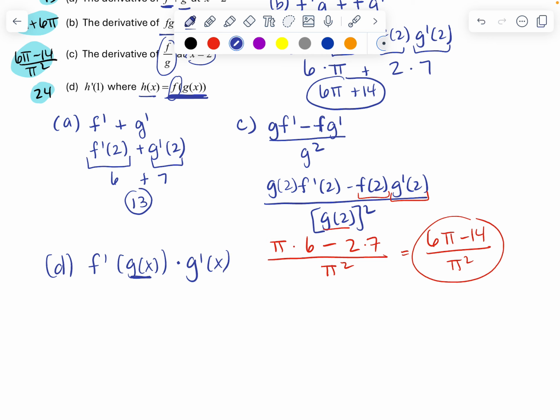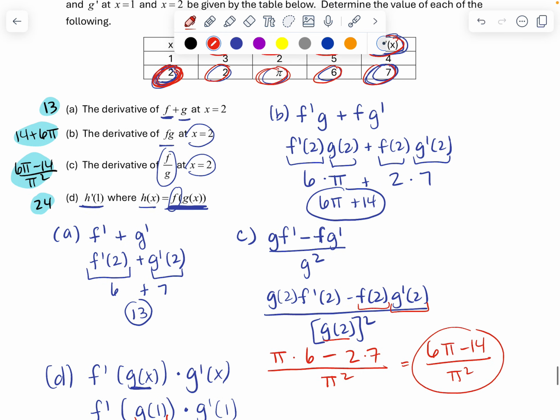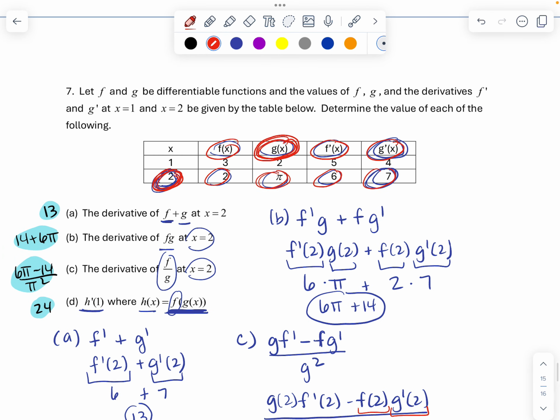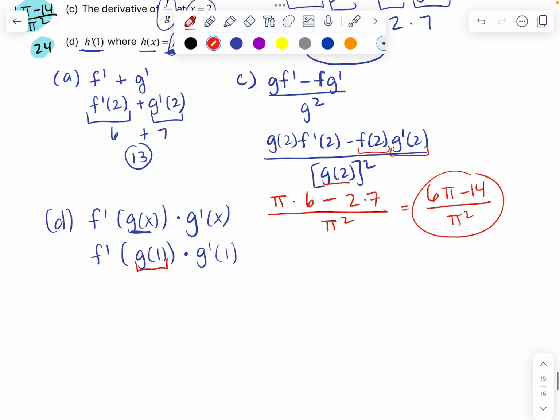Okay, you guys have this thing, like really understand this because this pops up on a lot of the AP tests, okay? But we want it at, this time, we want h prime of 1. So I need to replace all the x's with a 1. So I have f prime of g of 1 times g prime of 1. And the first thing I need to find here is this g of 1. So we're using the 1 here, right? So here's g, here's 1, so that's going to be 2. So g of 1 is 2, but then I still have this f prime around it, right?